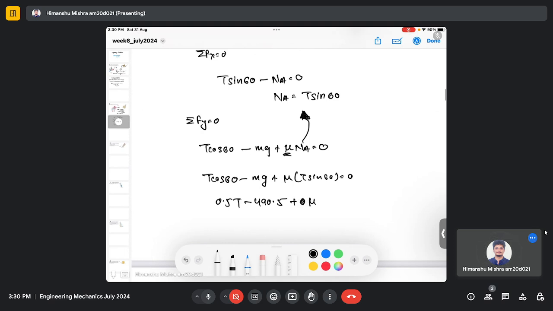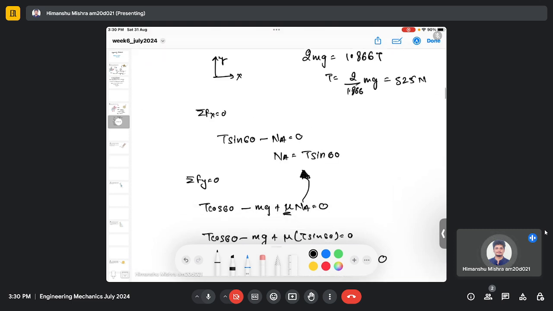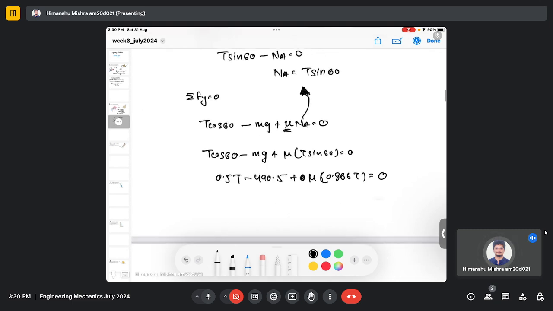So mu is unknown. T is 525 Newton, which we found from the moment balance analysis. So this quantity is 454.6 mu, and this quantity will be 262.5.